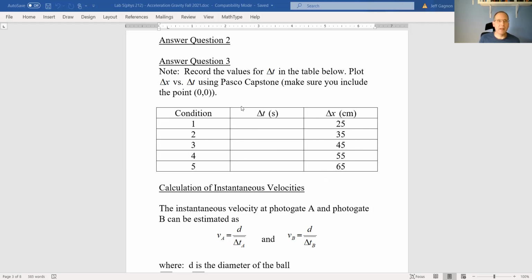Don't forget, there's basically a question too in the lab manual. It says do that plot, and then also answer the question, what can you conclude? Basically, what is the shape of the graph? Does it make sense?